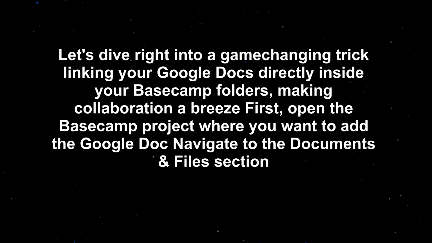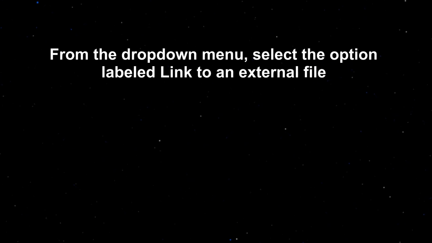First, open the Basecamp project where you want to add the Google Doc. Navigate to the Documents and Files section. Click the Add a File button. From the drop-down menu, select the option labeled Link to an external file.